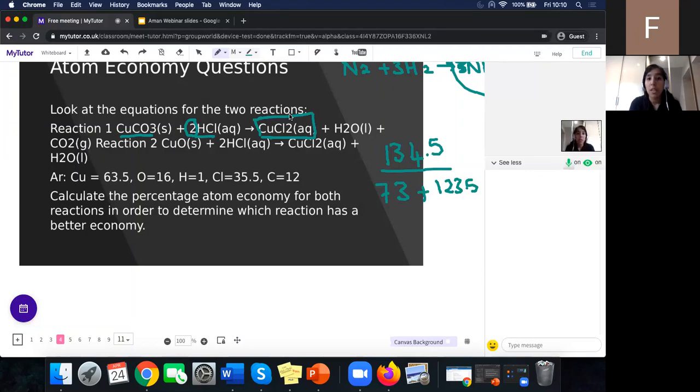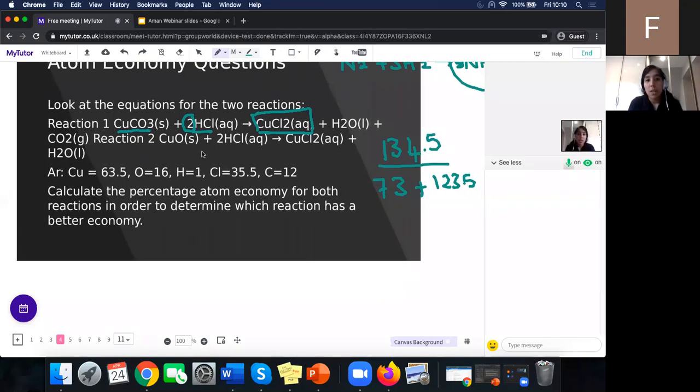Just make sure you're putting in the correct numbers and you've calculated the MR correctly. Where you might have gone wrong is if you haven't included the 2. Someone's asking me, what does the L mean? That means a liquid. So remember, water usually is a liquid. HCl is aqueous because it's an acid, hydrochloric acid. Copper chloride forms an aqueous solution, and copper carbonate is a solid. That's what these are, the state symbols.